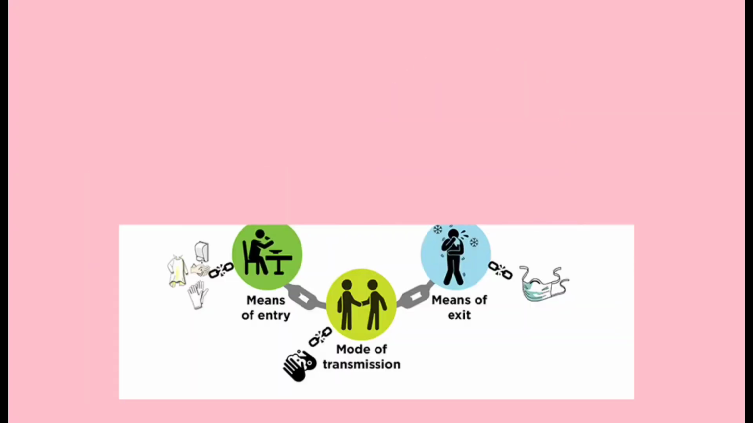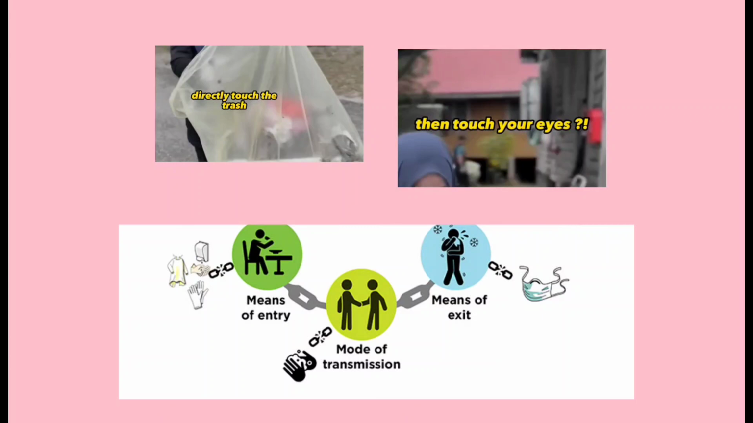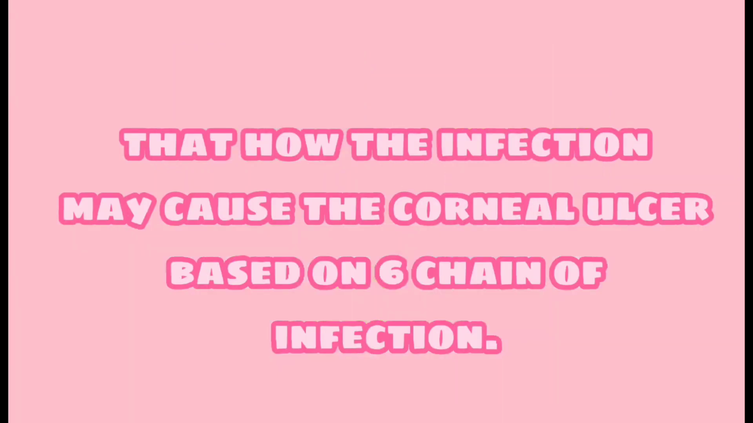And then the means of exit, the mode of transmission, and the means of entry. Just imagine the previous situation in which you directly touch the trash and then you touch your eyes. That is the way the infection transfers into your eyes. So that's how the infection may cause the corneal ulcer based on the chains of infection.